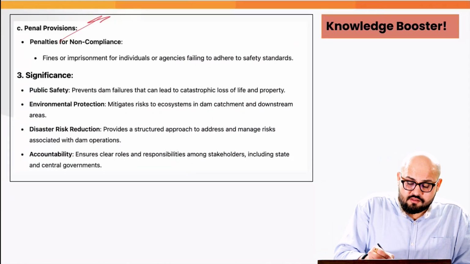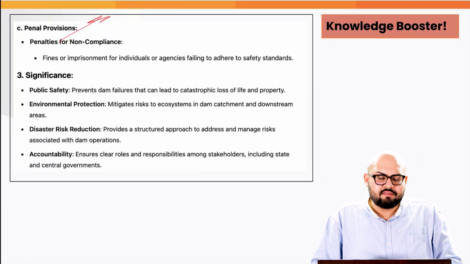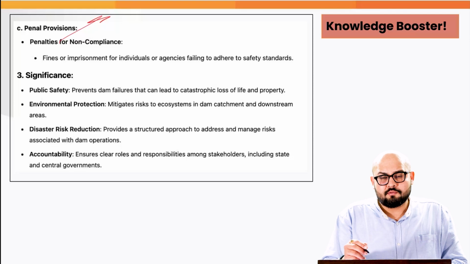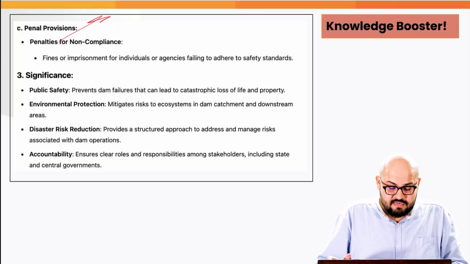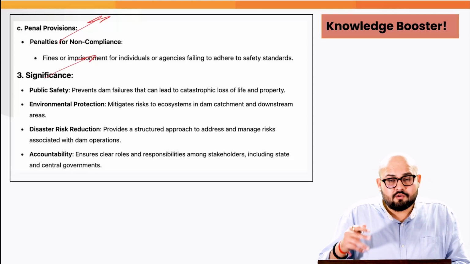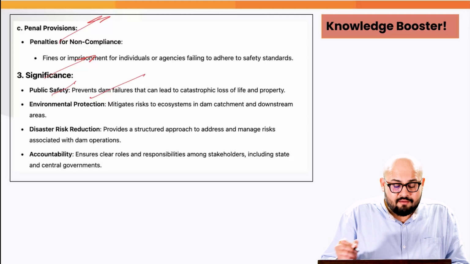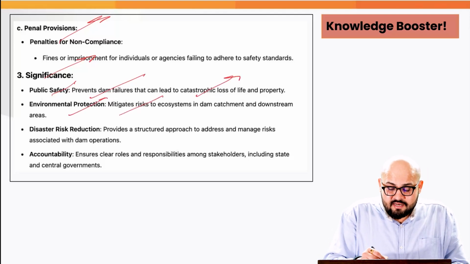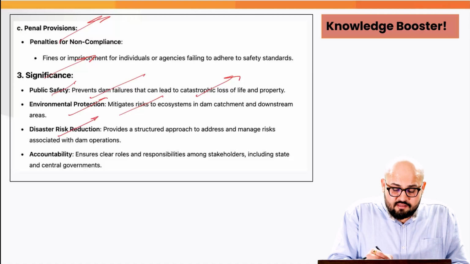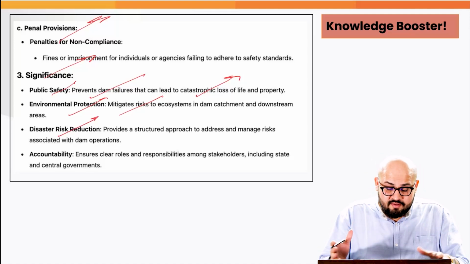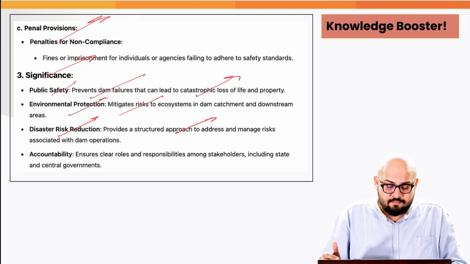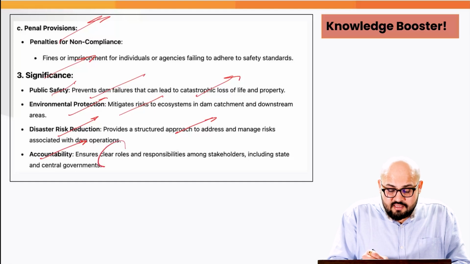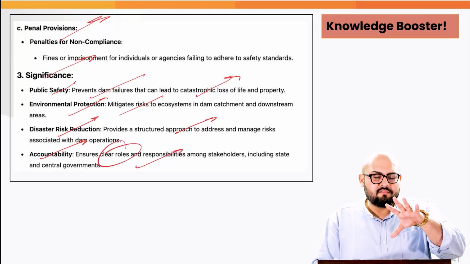What are the penal provisions? Again, if there's a non-compliance of these standards, the individuals who are responsible or the organizations would be imposed penalties, right? Significance, so it talks about public safety, so it prevents dam failures, which can lead to catastrophic loss of life. Environment protection mitigates the risk to the ecosystem. Disaster risk reduction obviously provides a proper framework on which this issue can be handled. Accountability ensures that there is a clear role and responsibility among different stakeholders.